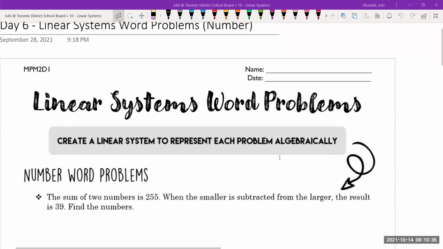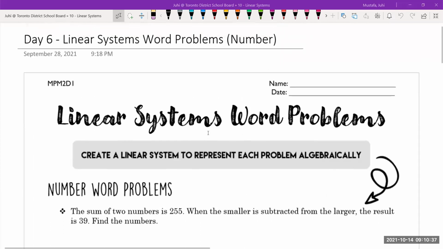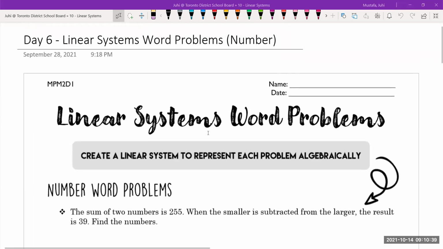Okay, so linear systems word problems. I just said we're going to do let statements, therefore statements, maybe a check as well. And for each of these, because the unit is called linear systems, we're going to make sure to create two equations. So it says create a linear system to represent each problem algebraically.